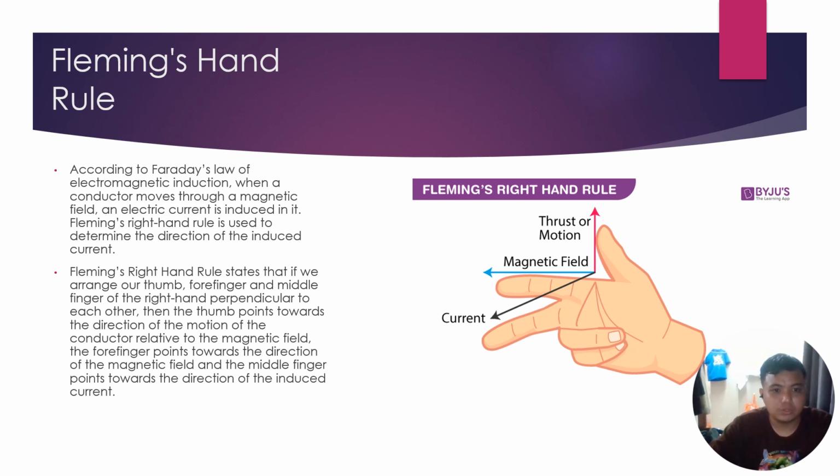The forefinger points towards the direction of the magnetic field, and the middle finger points towards the direction of the induced current. So actually, with the Fleming right-hand rule, the thumb shows the thrust or motion, the forefinger shows the magnetic field, and the middle finger is the indicator for the current.